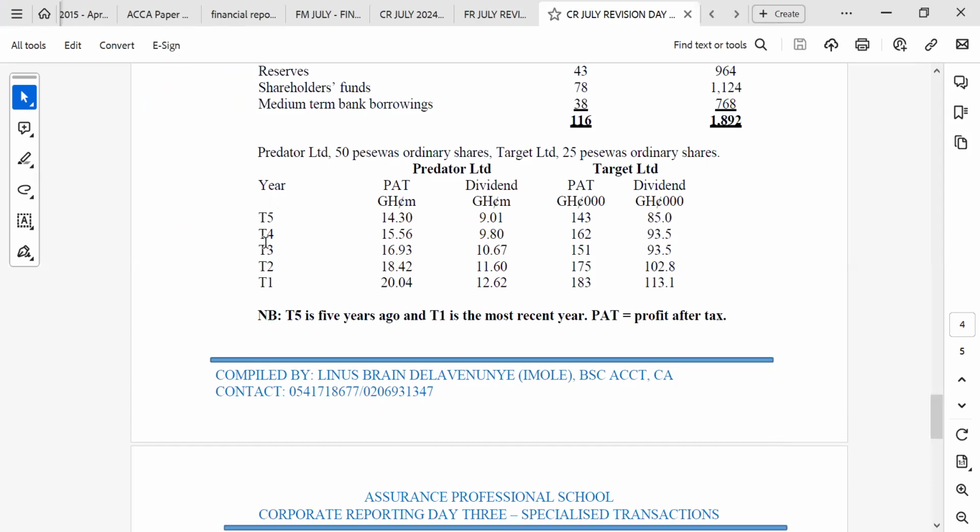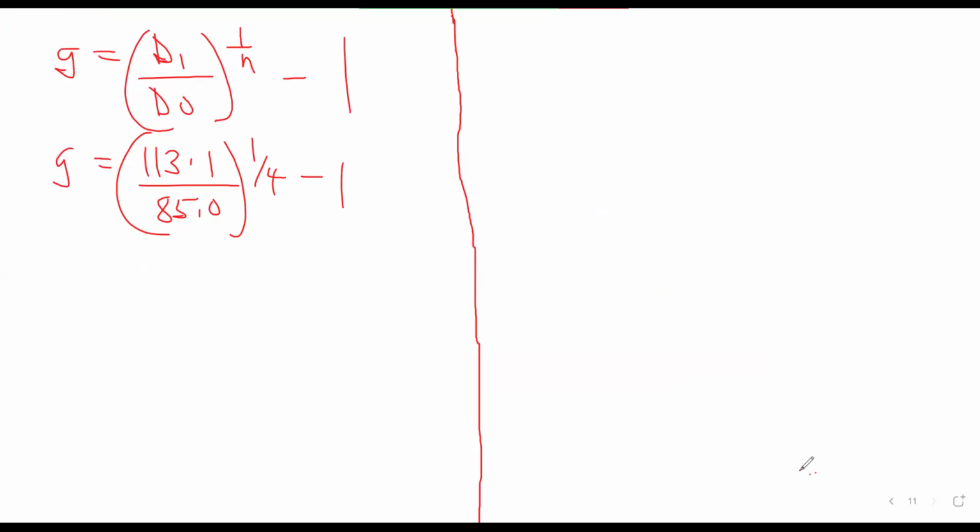From T4 to T3, that is another growth, so 2. From T3 to T2, that is another growth. And from T2 to T1, that is another growth. So there were 4 growths over the 5 years. Here to here is 1, here to here is 1, here to here is 1, and here to here is 1. The growth is between 2 years, so that will be 4. So we have exponent 1 over 4. So this answer minus 1.